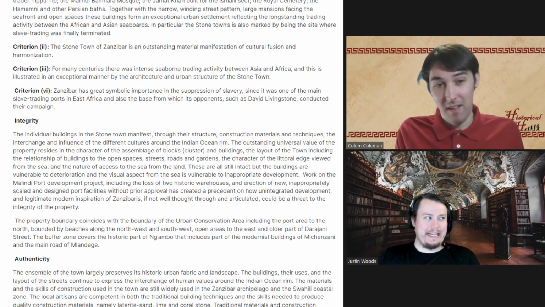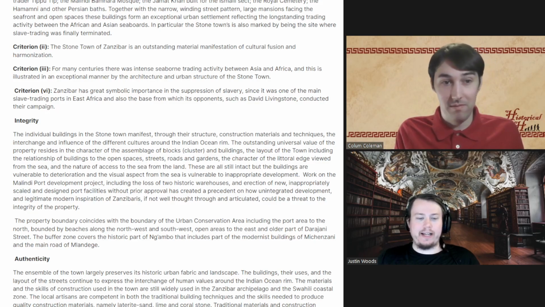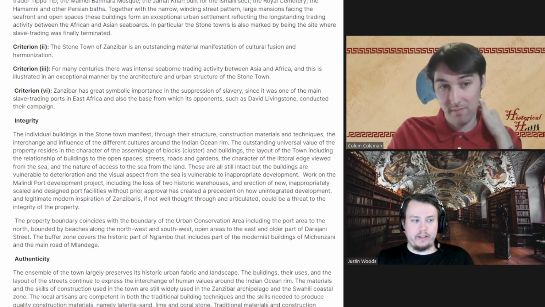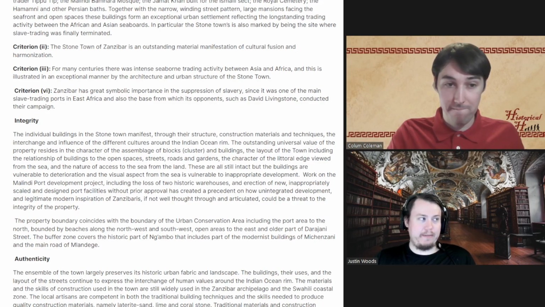But David Livingstone, who you mentioned, spent a lot of time in Zanzibar and in the Stone City, and worked very heavily in the suppression and eventual abolition from the inside.